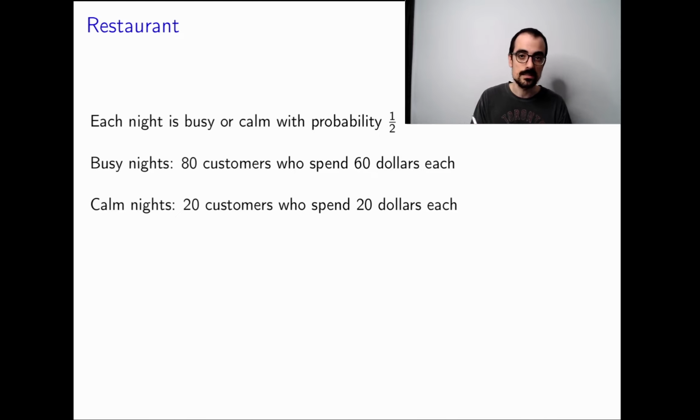Imagine that this restaurant, and this is a very specific example to make computations easy, has either busy nights or calm nights, and the probability is 1/2. Usually the calm nights would be during the week, and the busy nights would be on the weekend, maybe Friday and Saturday. Anyway, here I've made our lives easy. I just said half-half. That's it.